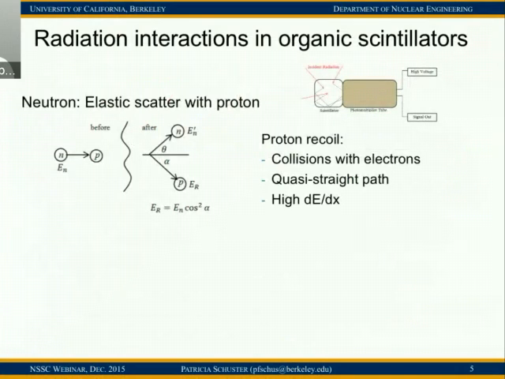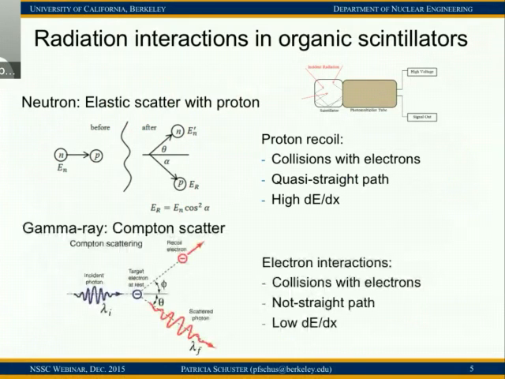In organics, there's a few processes that can be measured. For neutrons, the most prevalent process is probably an elastic scatter interaction on a proton, which is the nucleus of the hydrogen. This produces a proton recoil in the material, and that proton goes on to have collisions with the electrons in the material. And because the proton is so much heavier than the electrons, it travels in a quasi-straight path. So it's populating excitations along a pretty straight path with a high dE/dx. So those excitations are pretty close together compared to from a gamma ray interaction.